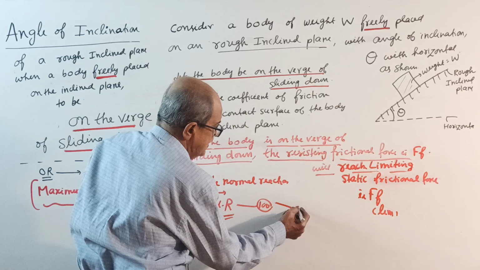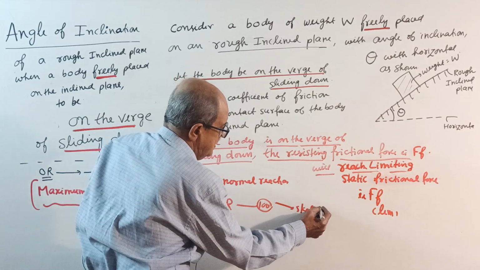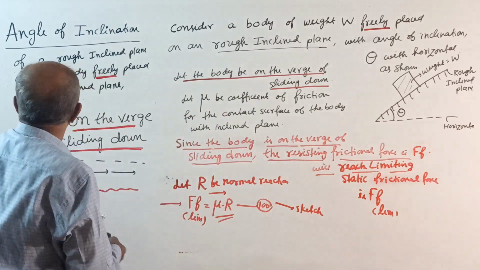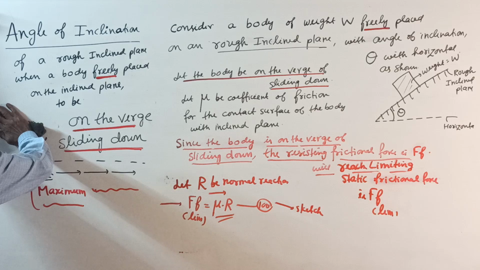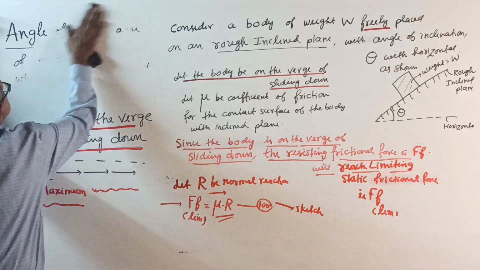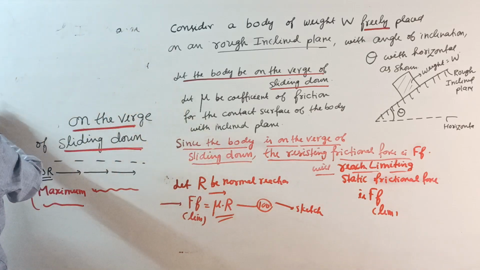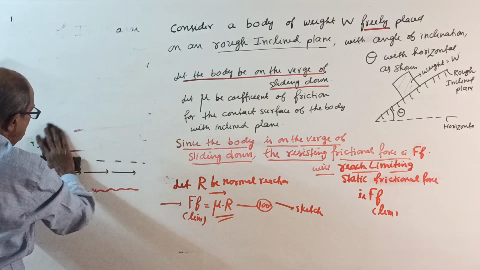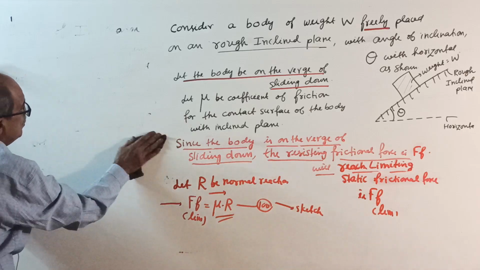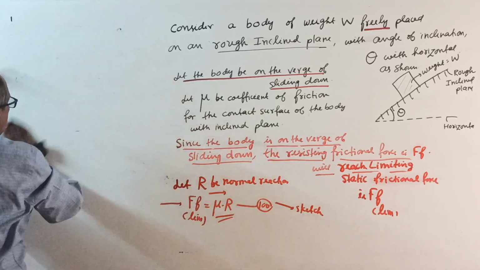Now you write a neat sketch. I will write a sketch here. I will put a mark here up to where I can go. This all I told you. I am removing it now. One neat sketch I will write now to understand the concept.